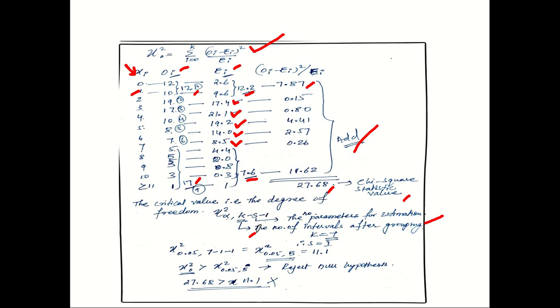What is the value we get here? That is chi-square 0.05 comma 7 minus 1 minus 1, so we get chi-square 0.05 comma 5. This is obtained from the table, right? We get the value 11.1. This 11.1 is compared with the computed value. The computed value is greater than 11.1, so the null hypothesis is rejected.